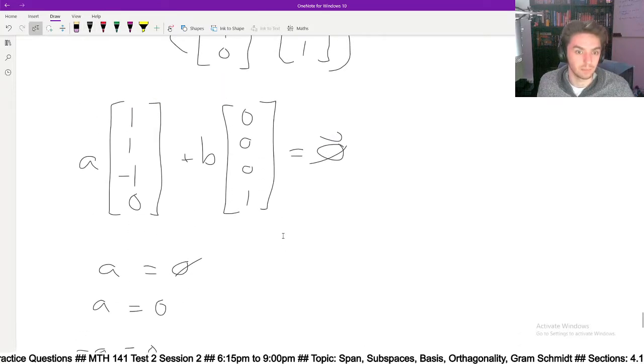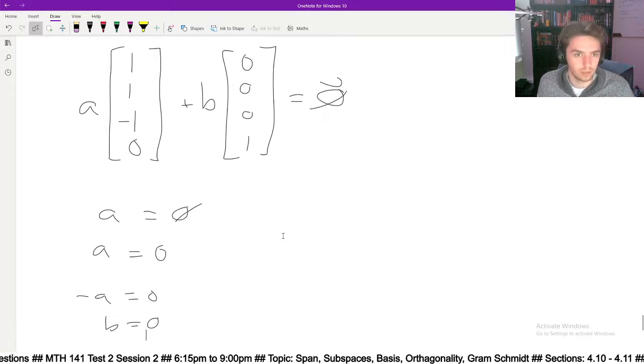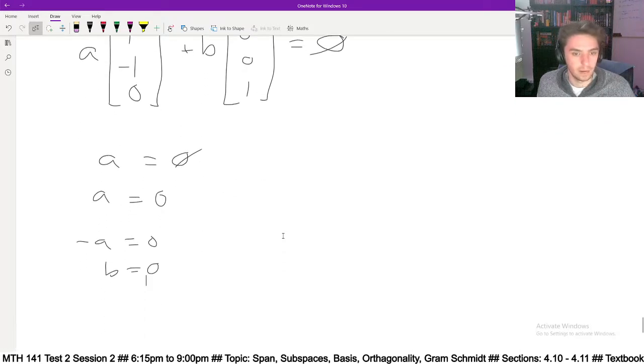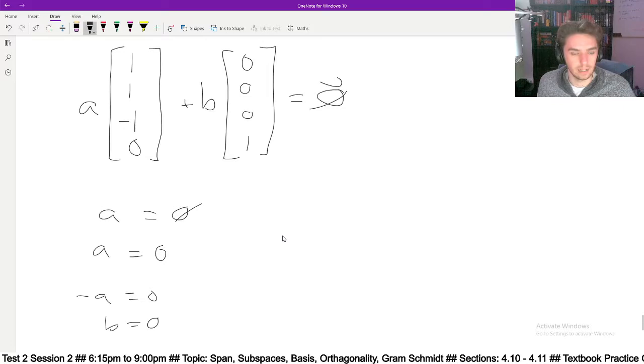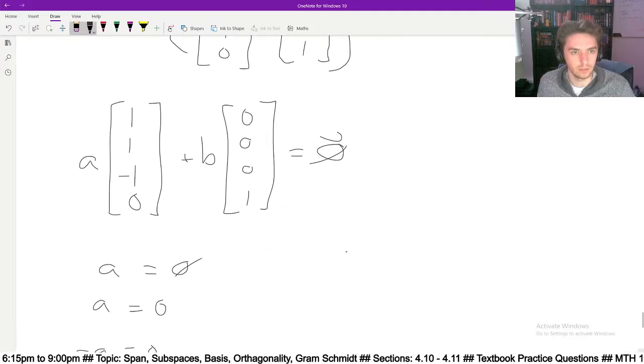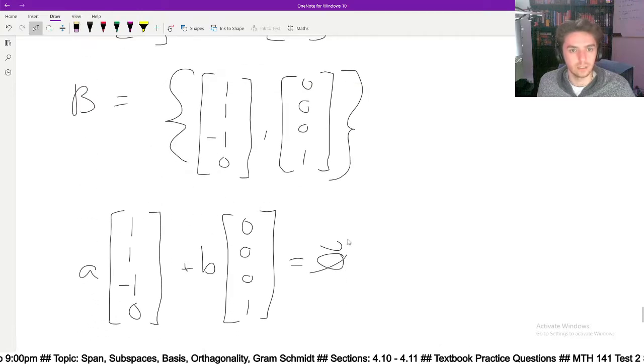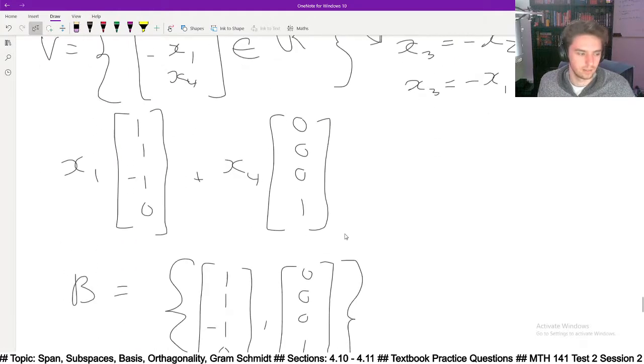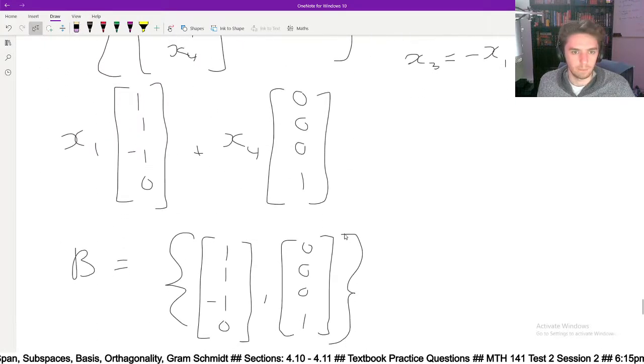If we got, for example, infinite solutions, we'd have trouble, right? But here, the only solution is that a and b are both 0. So this is an independent set. So that's a basis for V, right?